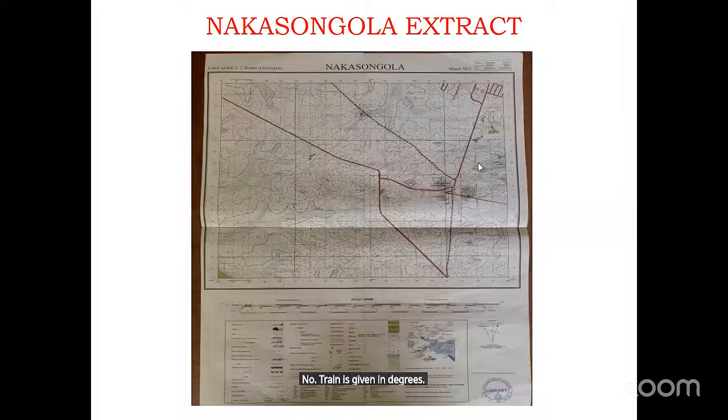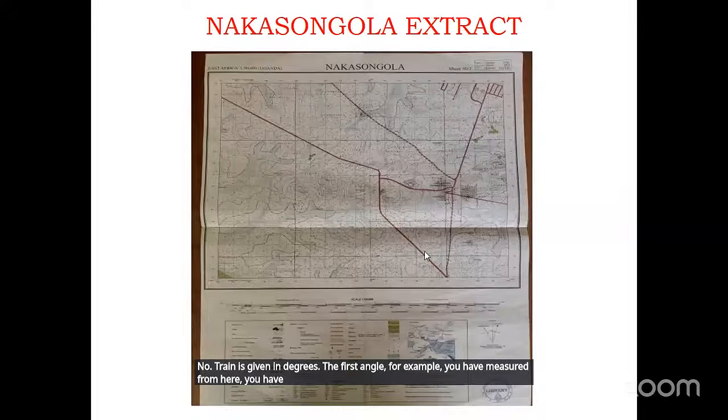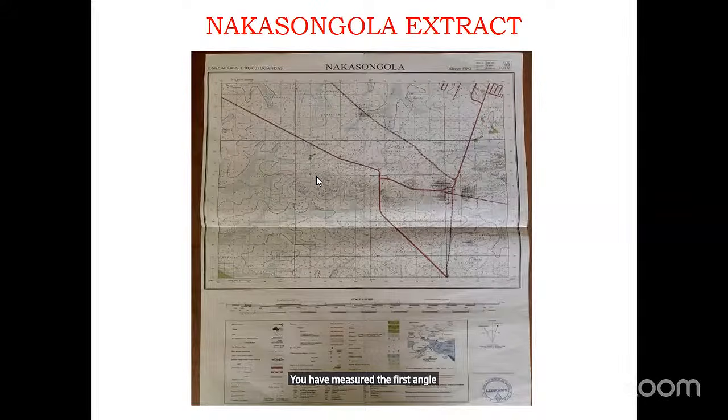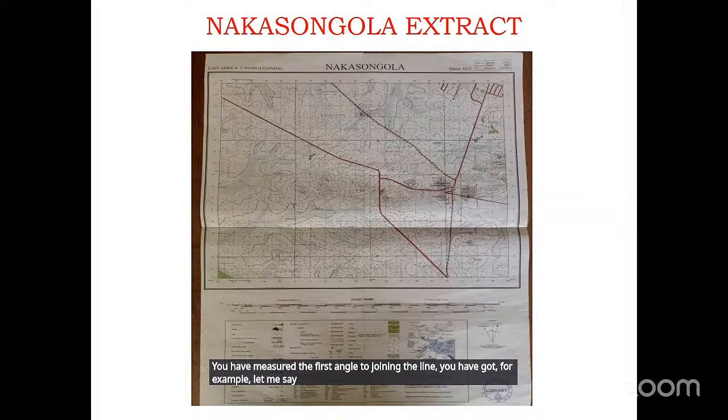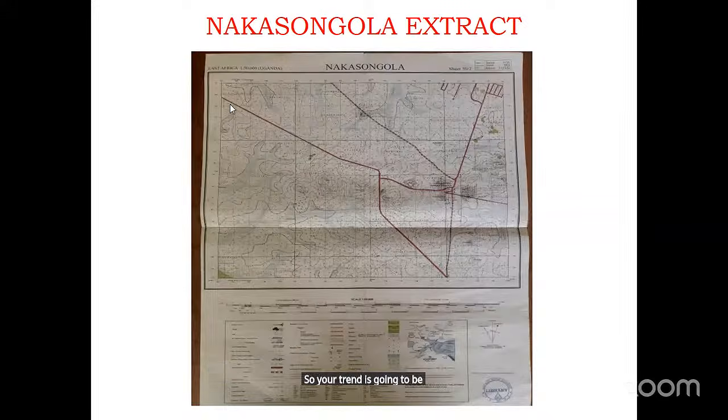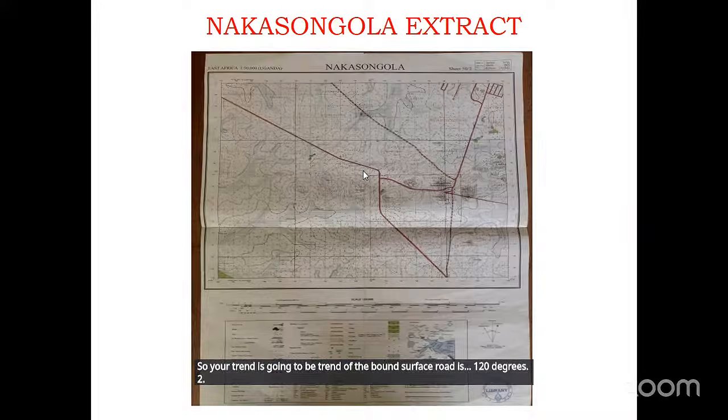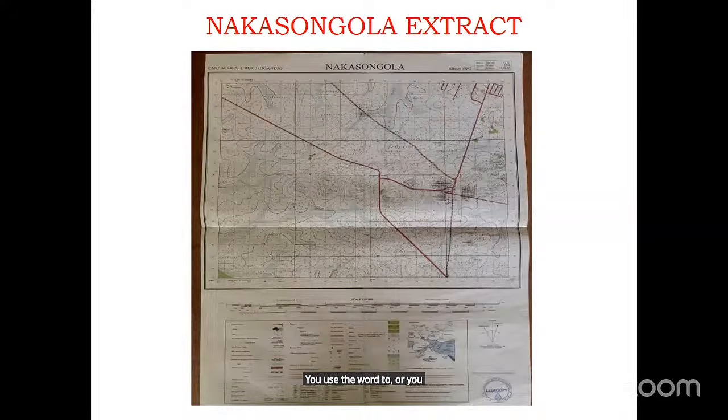The first angle, for example, you have measured from here, you have drawn the line up to here. You have measured the first angle to joining the line. Let me say the first angle is 120. So your trend is going to be, trend of the bound surface road is 120 degrees. 2. You use the word 2 or you put there a dash.